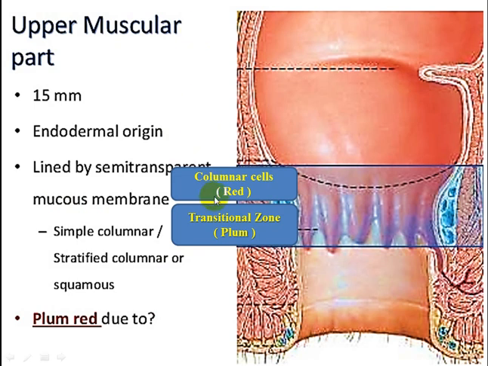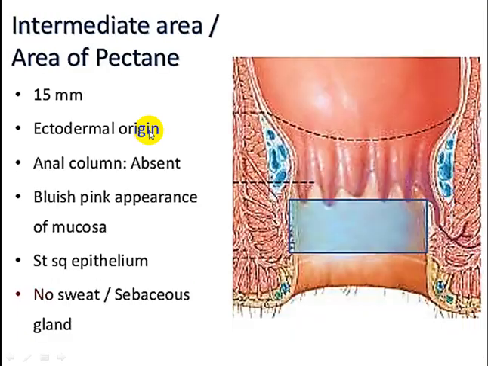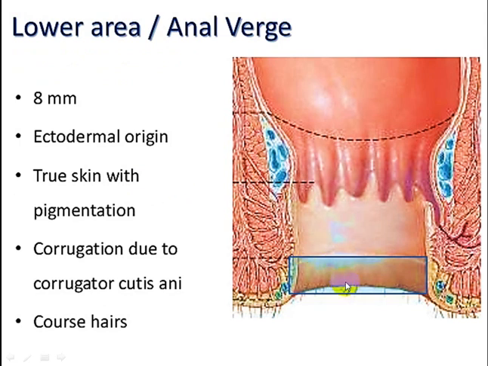So we can repeat that. These are the columnar cells in red, this is the upper zone, and this is the transitional zone, the plum color. This is the lower zone. The upper half is white in color. This is the white line of Hilton, and this is the zona cutanea, which is the normal pigmented color.